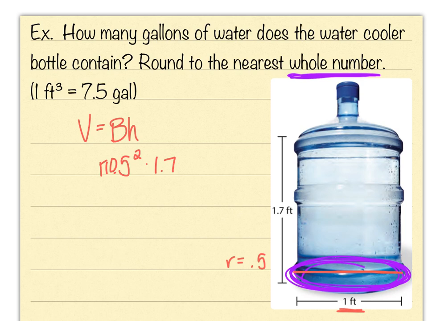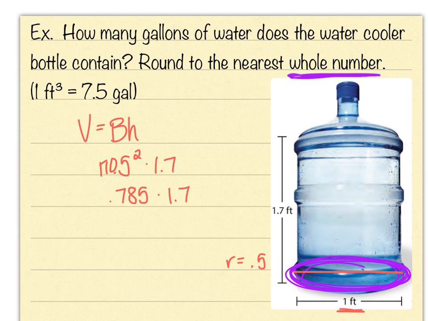All right, so let's start by squaring the 0.5. 0.5 squared is 0.25. And then if I multiply that by pi, that's going to give me 0.785. So the area of my circle is 0.785. Now I have to times it by the height of the cylinder, which is 1.7.